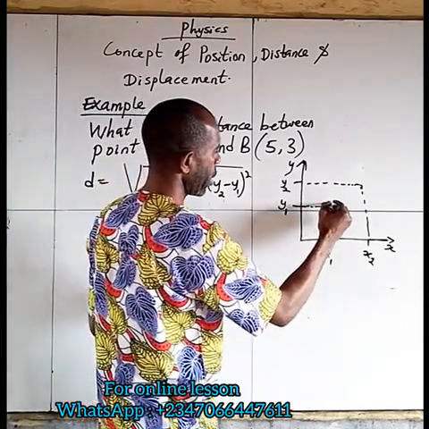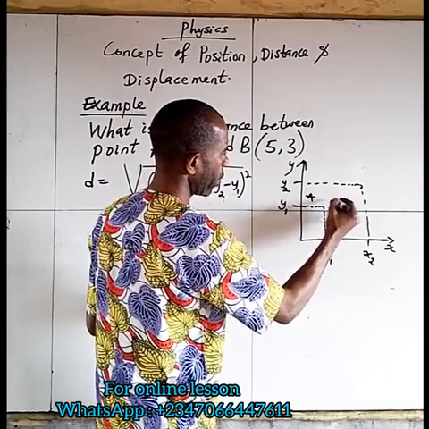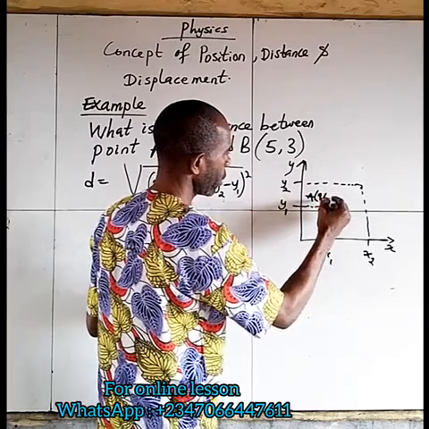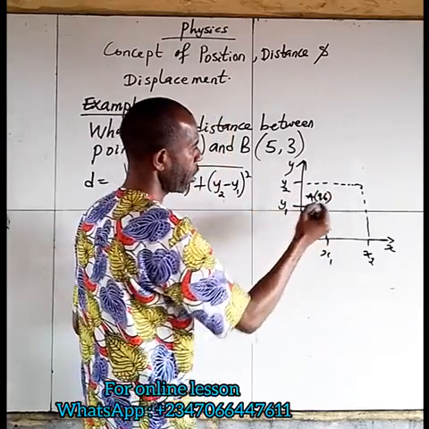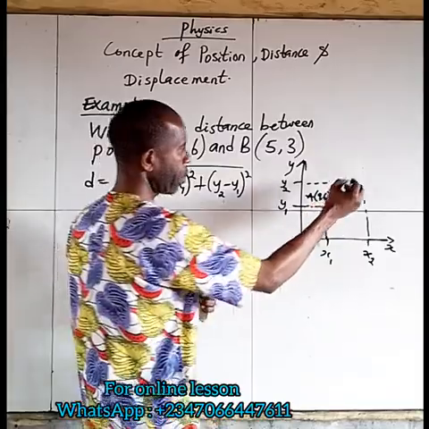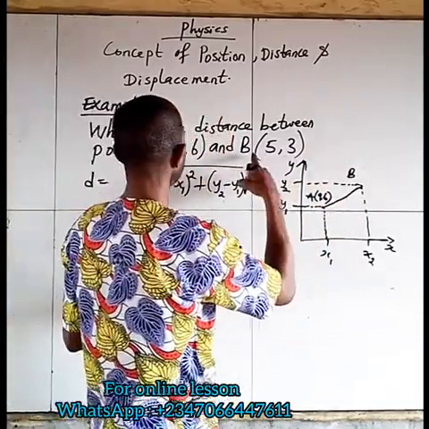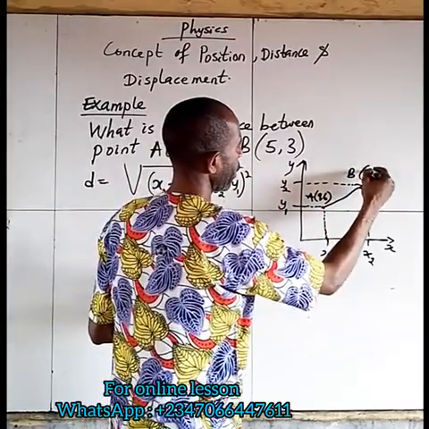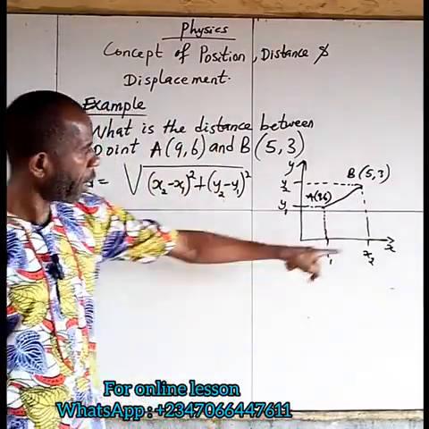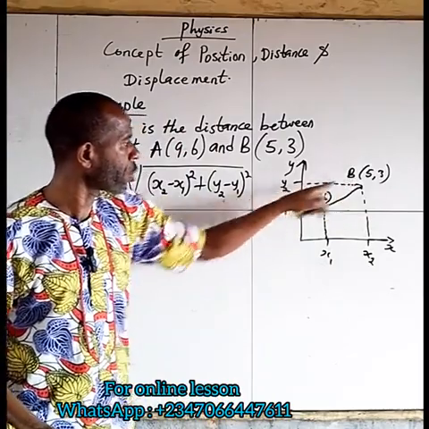We can call this one point A. That gives us 9 and 6. Then the distance they want us to calculate is to this point B, which is 5 and 3. So our x2 is 5, and y2 is 3.